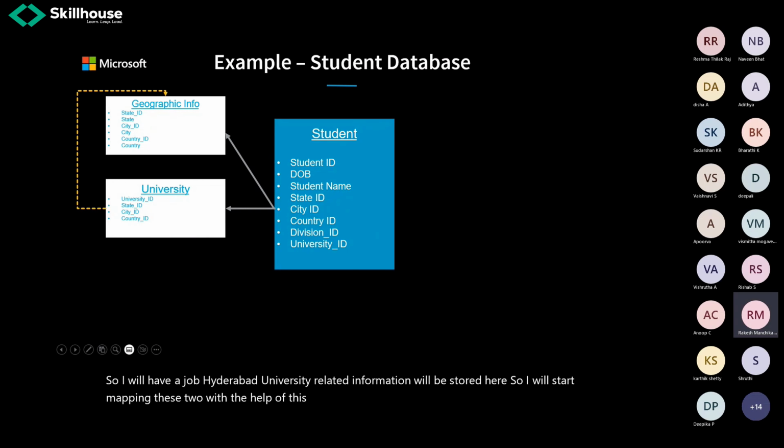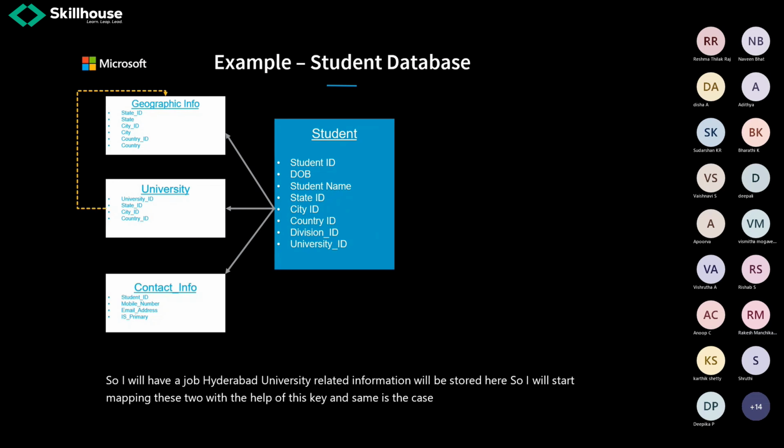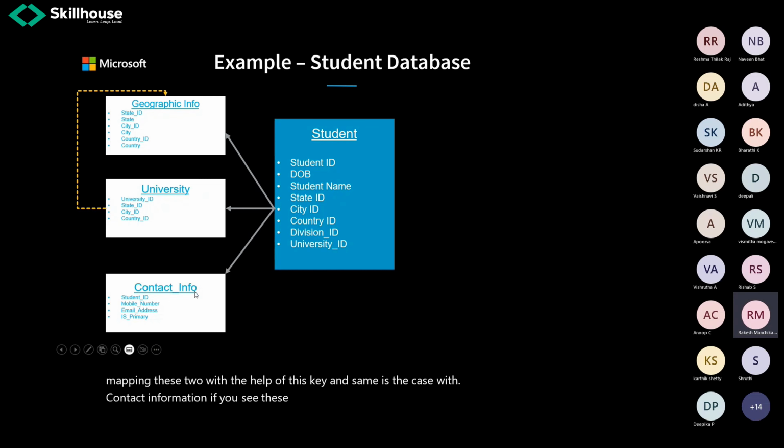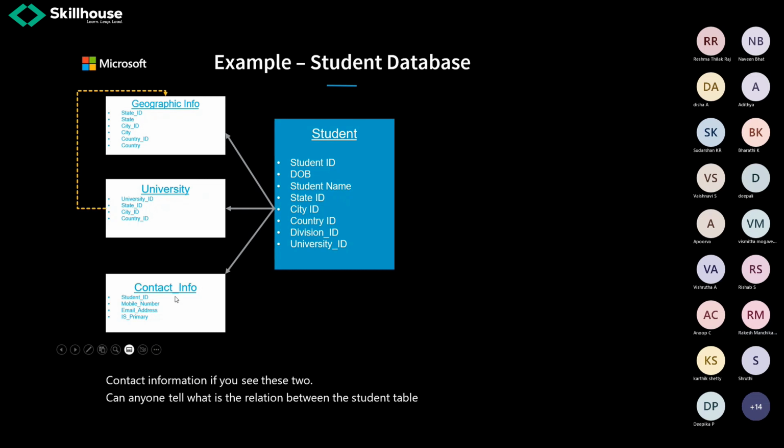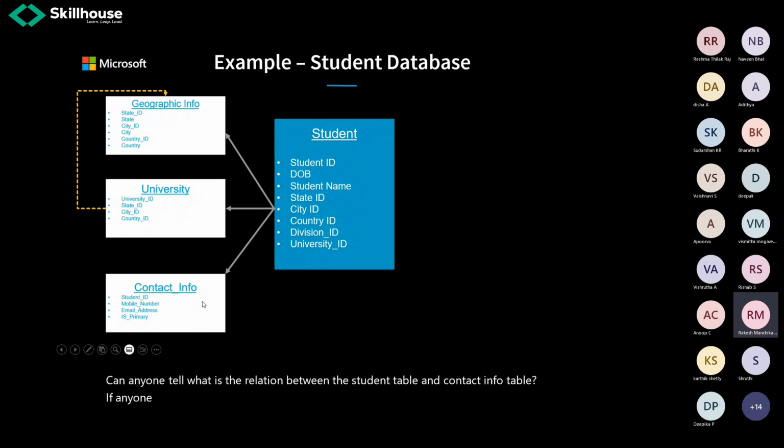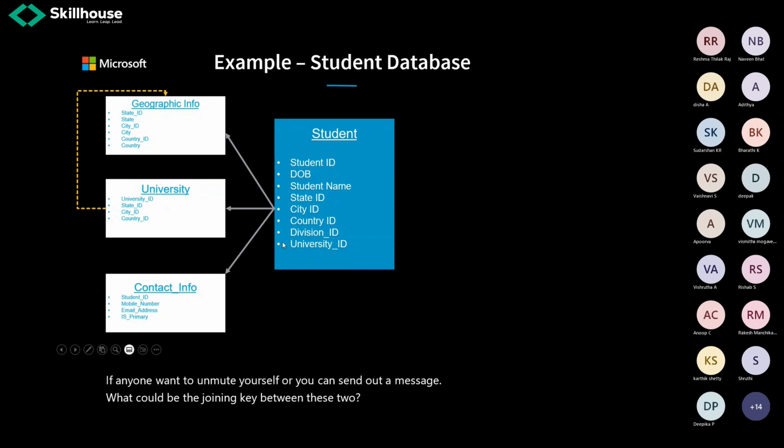And the same is the case with contact information. If you see these two, can anyone tell what is the relation between the student table and the contact info table? If anyone wants to unmute yourself or you can send a message. What could be the joining key between these two? Student ID. Perfect. Got it right.